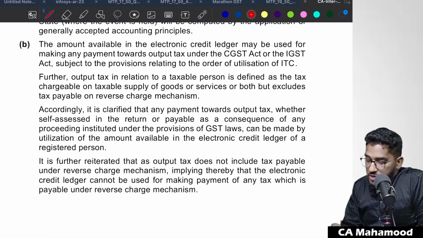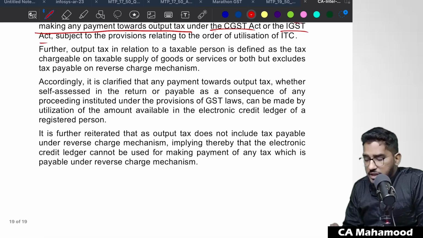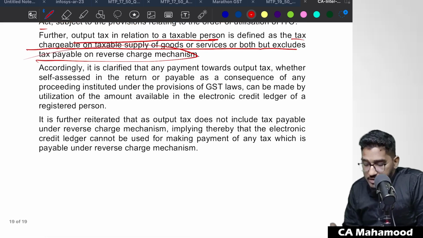So if we read it, the amount available in the electronic credit ledger may be used for making any payment towards output tax under the CGST Act or IGST Act, subject to the provisions relating to order of utilization. Further, output tax in relation to a taxable person is defined as the tax chargeable on taxable supply of goods or services or both, but excludes tax payable on reverse charge mechanism.